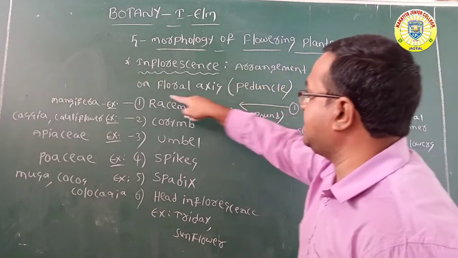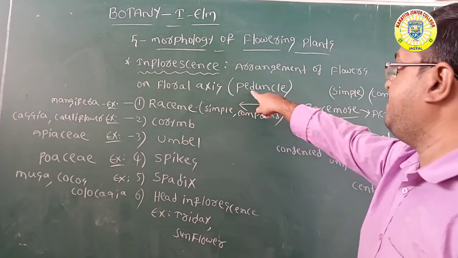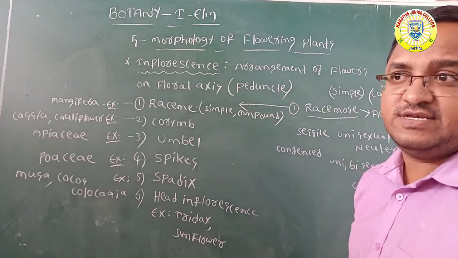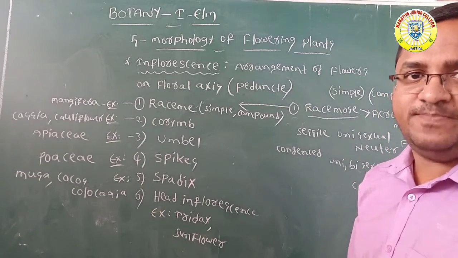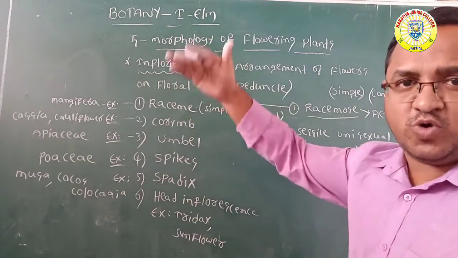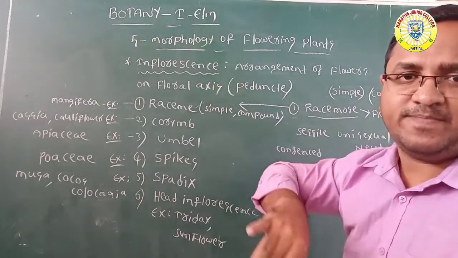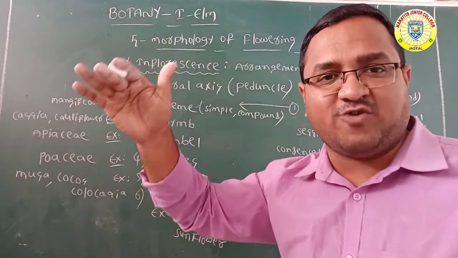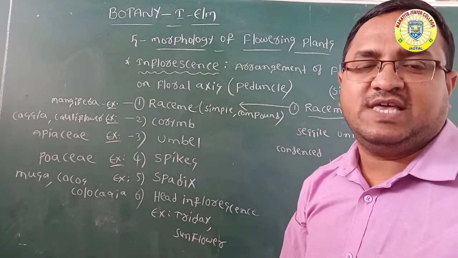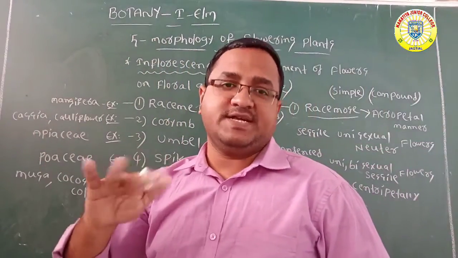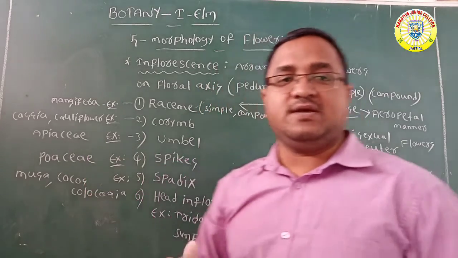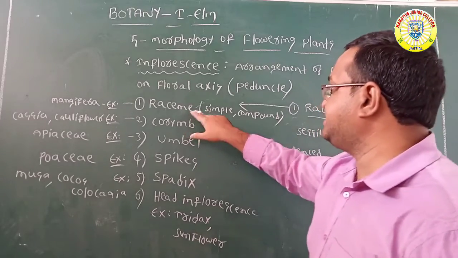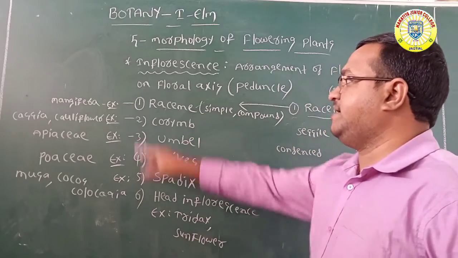What is inflorescence? Arrangement of flowers on the floral axis, the peduncle, that is called inflorescence. Inflorescence is mainly two types based on whether the floral axis continues to grow or is converted into a flower. If the floral axis continues to grow, that type is called racemose. If the floral axis ends with a flower, that is cymose. Racemose has mainly 6 types. One is simple raceme or compound raceme. Best example, Mangifera.